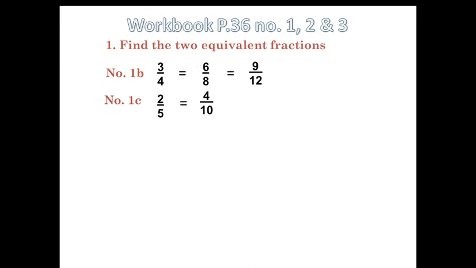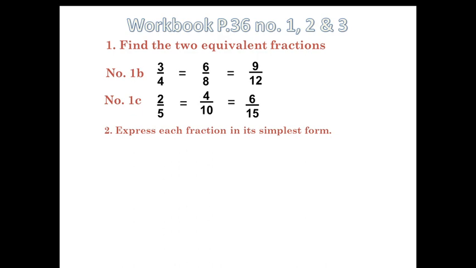Now go back to 2 fifths. If the numerator times 3, it will become 6. And if the denominator times 3, it will become 15. So it equals 6 over 15.